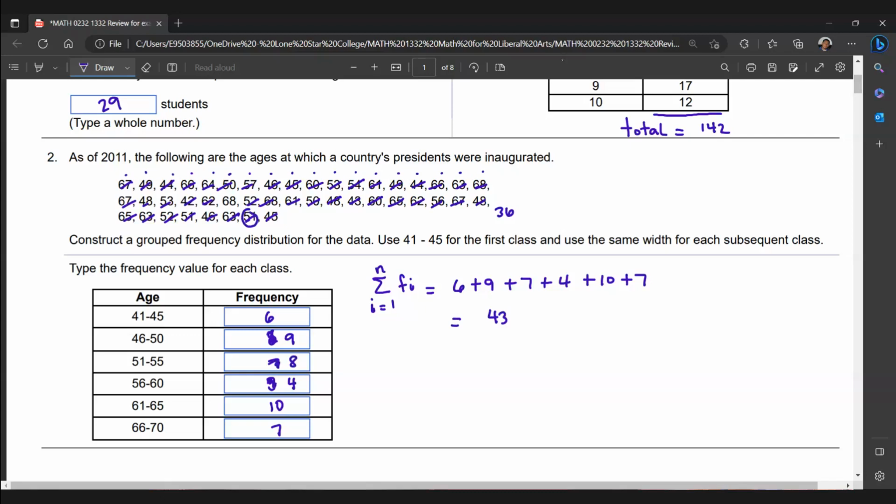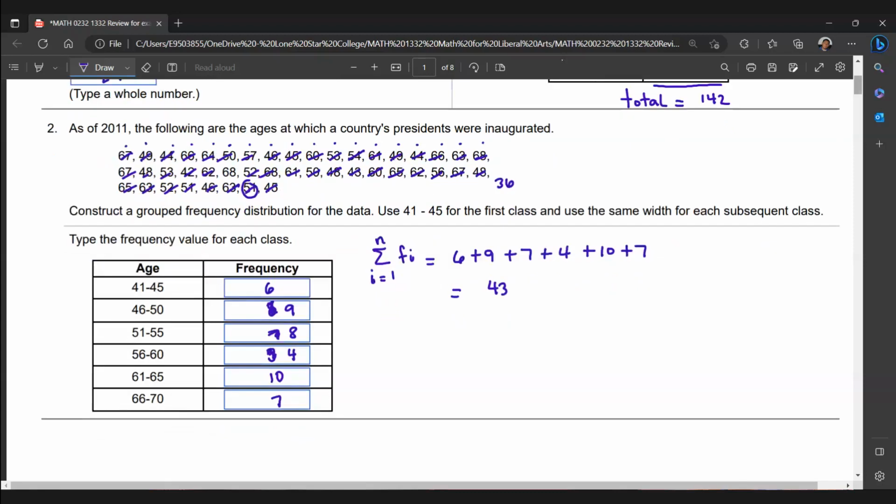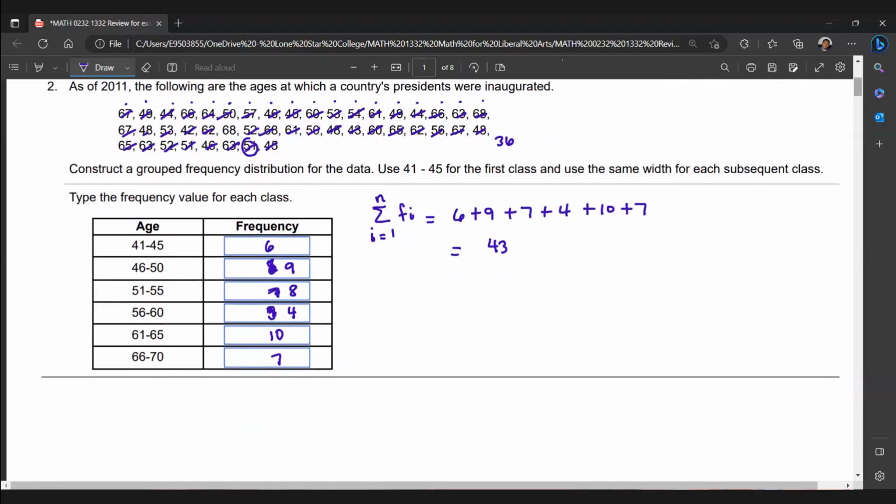So just be very careful with number 2. Just pay close attention. Triple check, triple check.